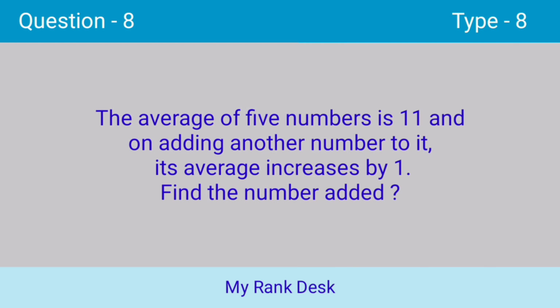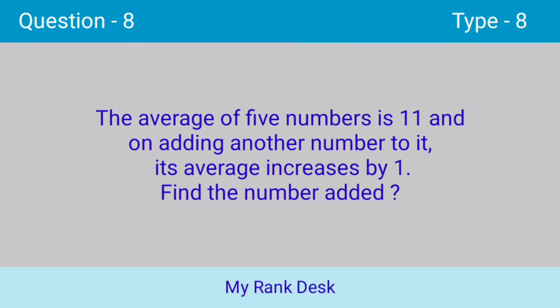In this question, we are given the average of 5 numbers and the average of 6 numbers. By using this data, we can find the sum of 5 numbers and the sum of 6 numbers. On subtracting the sum of 5 numbers from the sum of 6 numbers, we get the number added to the 5 numbers. That is, the sum of 6 numbers is 72 and the sum of 5 numbers is 55. On subtracting 55 from 72, we get 17.